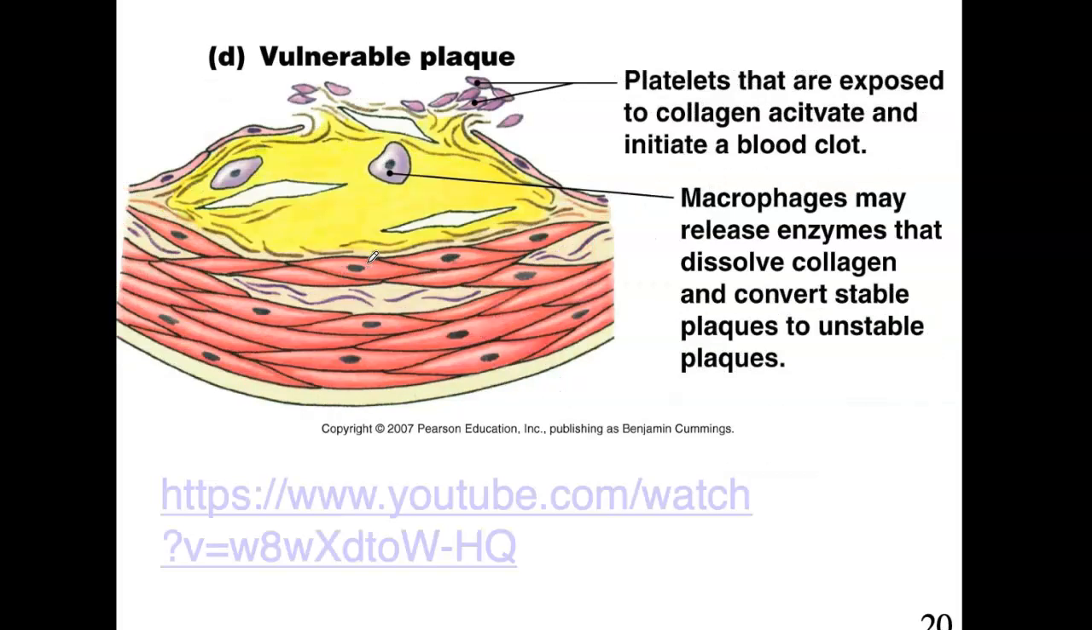A vulnerable plaque then is not a stable one, it is one that could potentially rupture. And then you have the leaking out of some of that cholesterol into the blood, and this could easily form clots because you have platelets that are exposed to collagen. They could easily initiate a blood clot after that lesion happens. And then you have a blood clot moving around that could reach the brain or could reach the heart and cause either a heart attack or a stroke.